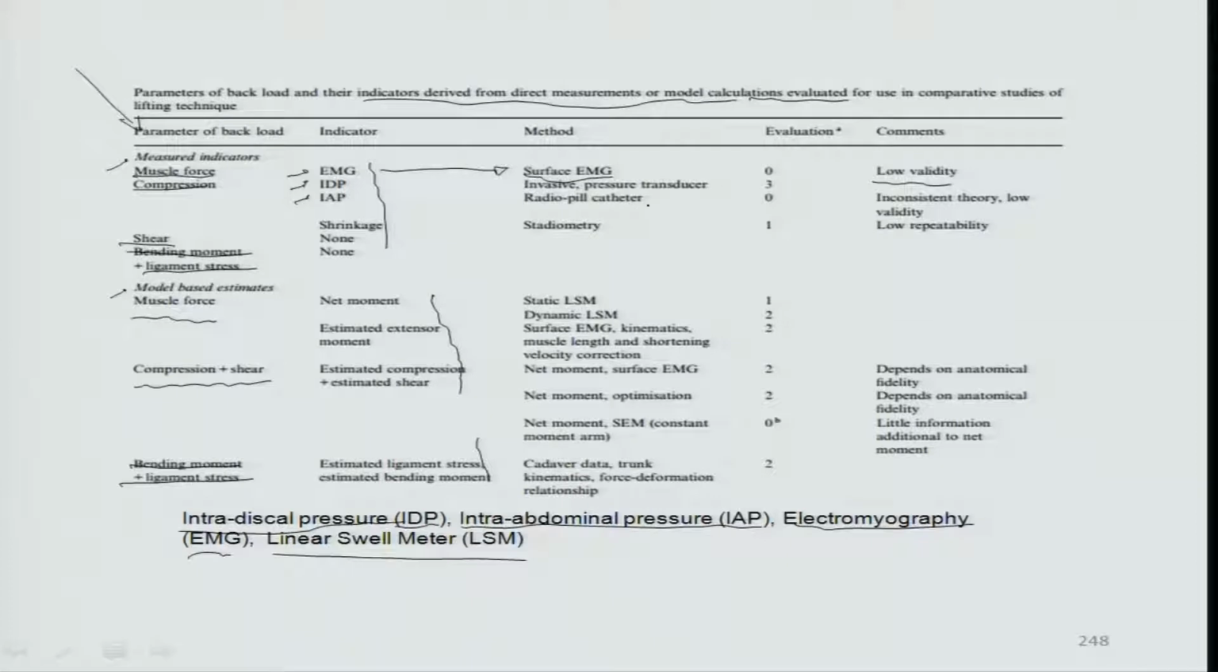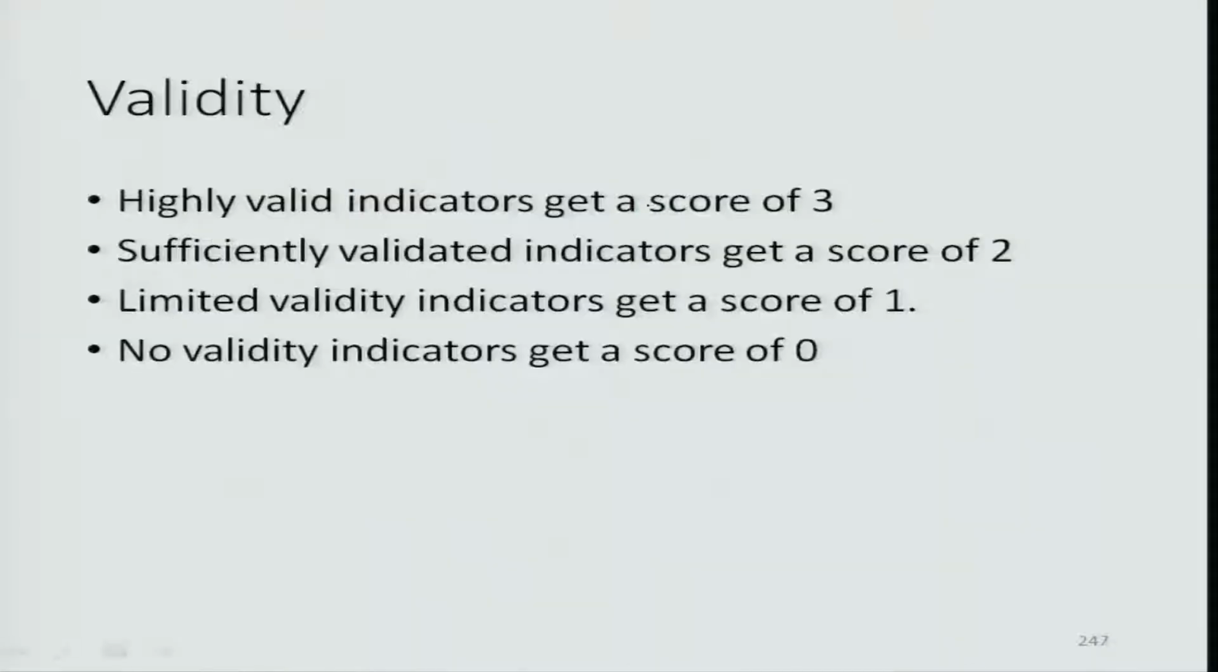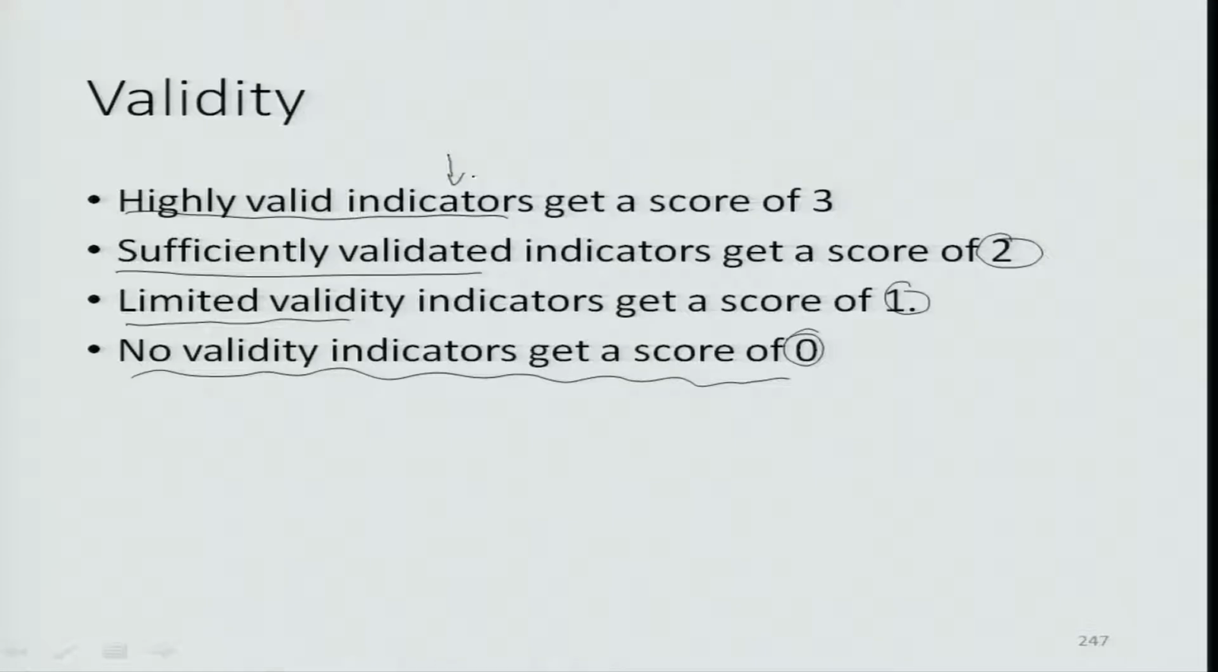So, there is an indicator which has been rated. If the indicators do not have sufficient validity, you give a score of 0. If the indicators have a limited validity, you give a score of 1, and then a 2 when it is sufficiently validated. If it is a highly validated indicator, one that would indicate whether there is a higher amount of compression force or shear stress, such indicators are rated 3.